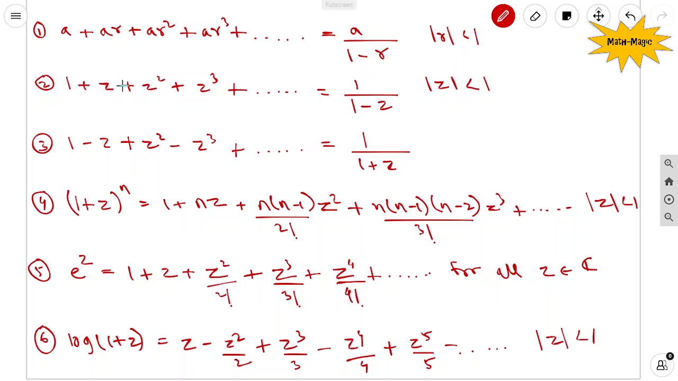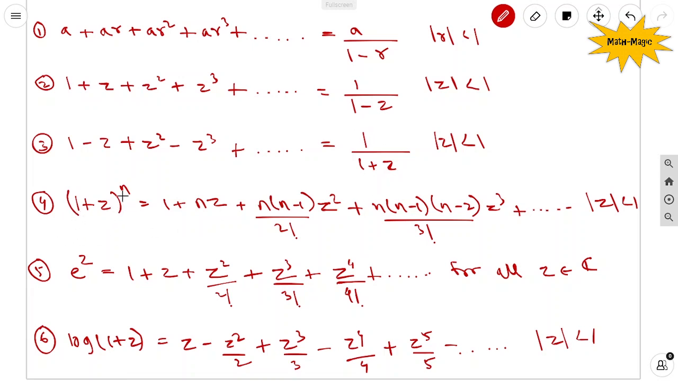Similarly, 1 plus z plus z square plus z cube plus and so on is a particular case of the first, where the value of a is 1 and the value of r is z. So the value will be 1 upon 1 minus z if mod z is less than 1. The third one is just replacing z by minus z. Again, if mod z is less than 1, then 1 minus z plus z square minus z cube plus and so on has the value 1 upon 1 plus z.